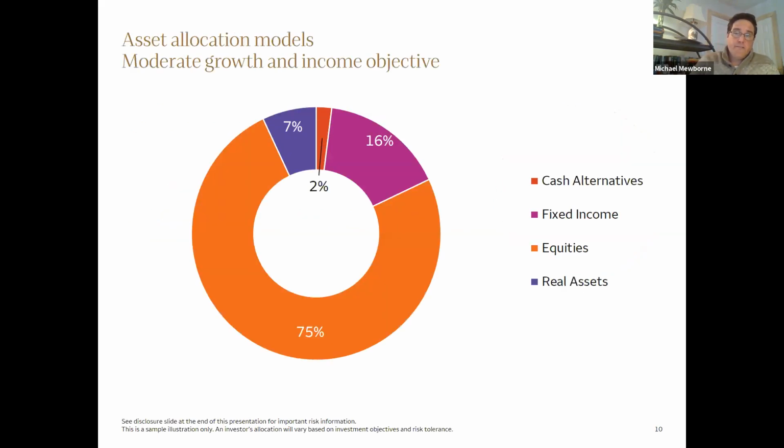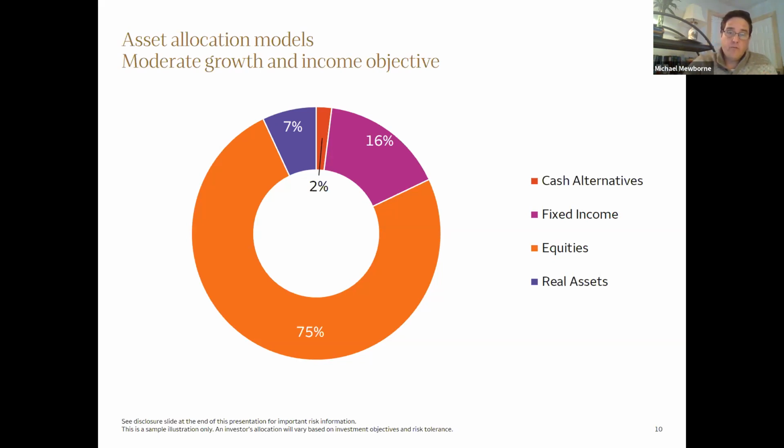So next, we're going to look at a few different asset allocation models. I'll quickly go through these for time purposes. This is a basic moderate growth and income investment objective. You'll see the orange portion of the slide, that's equities, which in other words is stocks. The 16% portion, which is the hot pink or purple or fuchsia, however your screen is displaying it, that's your fixed income sleeve. And then real assets is about 7%, and then cash alternatives is 2%. We'll talk about all of these asset classes in just a minute, but this is an example of making a decision on what your objective is based on your investment personality.